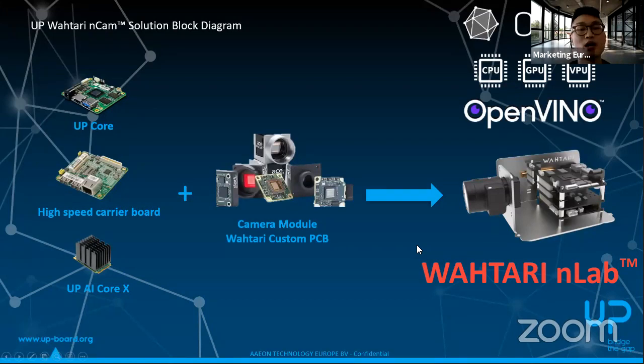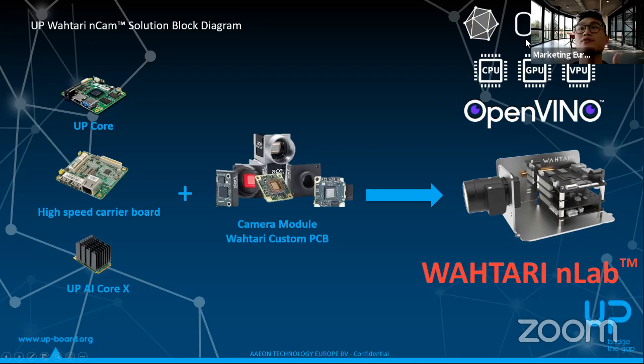In this slide, I will talk about how we and Wahtari built the neural camera together. From Up, we provide the UP Core carrier and the UP AI Core X for inferencing. From Wahtari, they help to integrate all the pieces together with the camera module and a custom PCB to supply power to the whole camera system. Then you can get the Wahtari Neural Camera and leverage the power of Wahtari Neural Lab, their end-to-end AI training platform. You can have a camera integrated with OpenVINO, which enables optimized resource allocation among CPU, GPU, and the VPU.